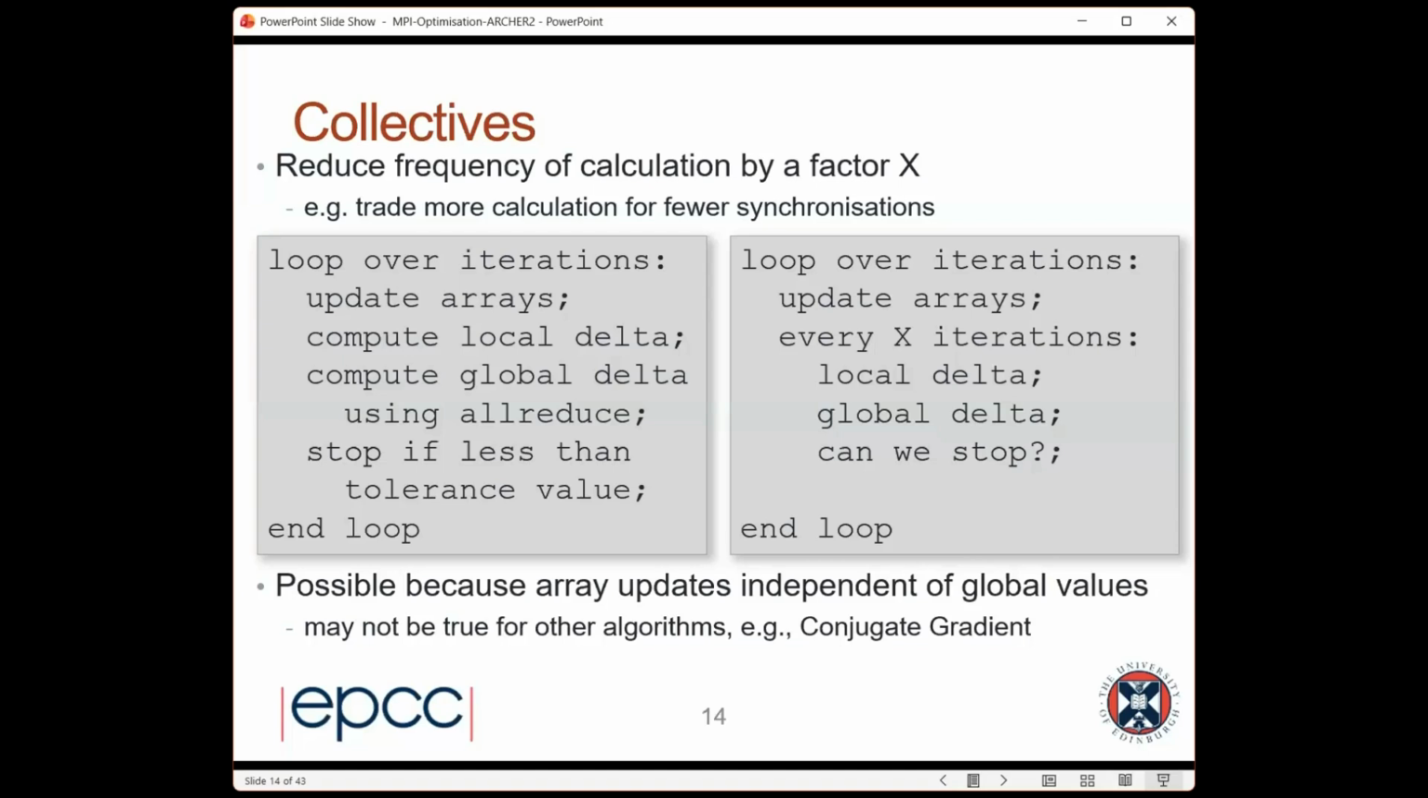Now, this is only possible in very simple algorithms. It's possible because this global delta is just a diagnostic. I'm just calculating it. It's not factoring in to the actual update of your data. Now, in a real algorithm like conjugate gradient, the results of your global reductions, you can't delay them. But there are cases where you're doing an algorithm where there's minimal communication required in the update of the arrays, and if you're just using a stopping criterion, you can check for that infrequently, and that can be a useful thing to do.